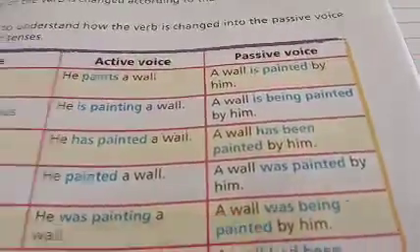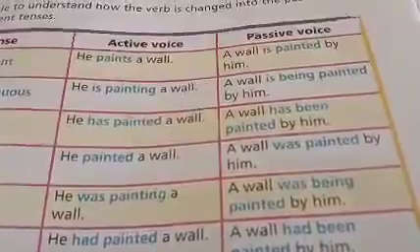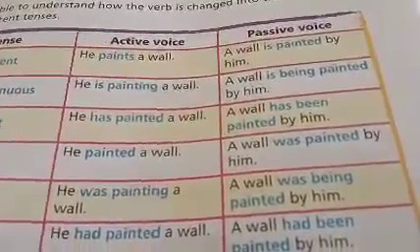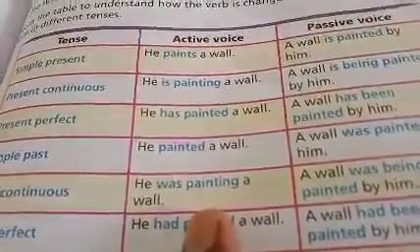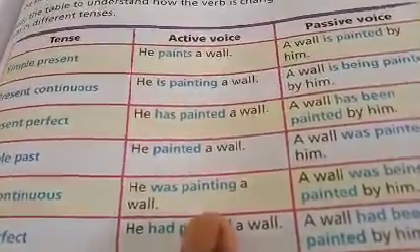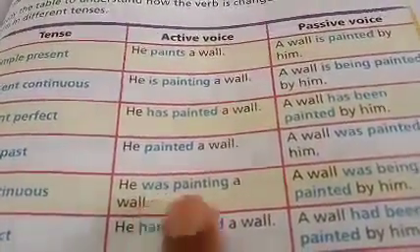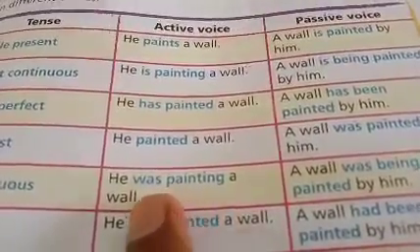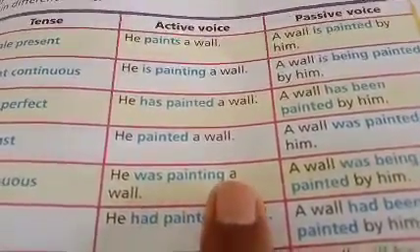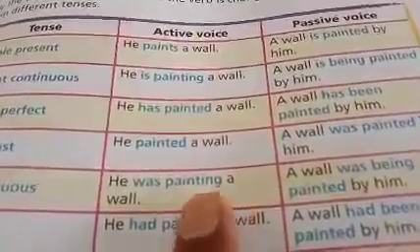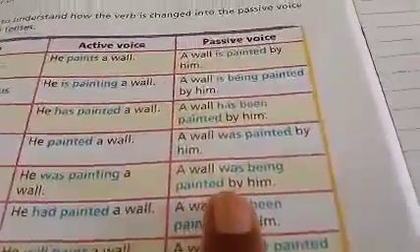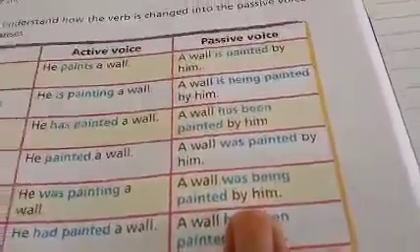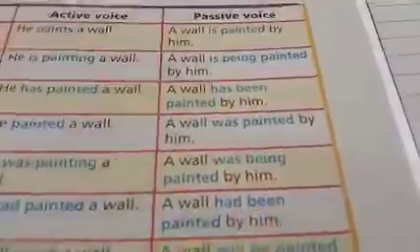Okay, now you see here, he was painting a wall. Now this is an example of past continuous tense. For past continuous tense, you see here was and painting, verb ing. At that time, to adjust ing, you will also use here being, and the helping verb will be same. A wall was being painted by him.